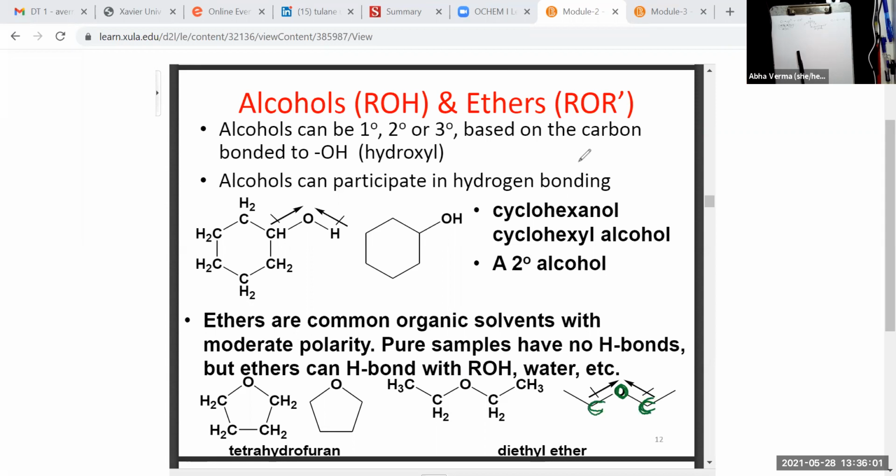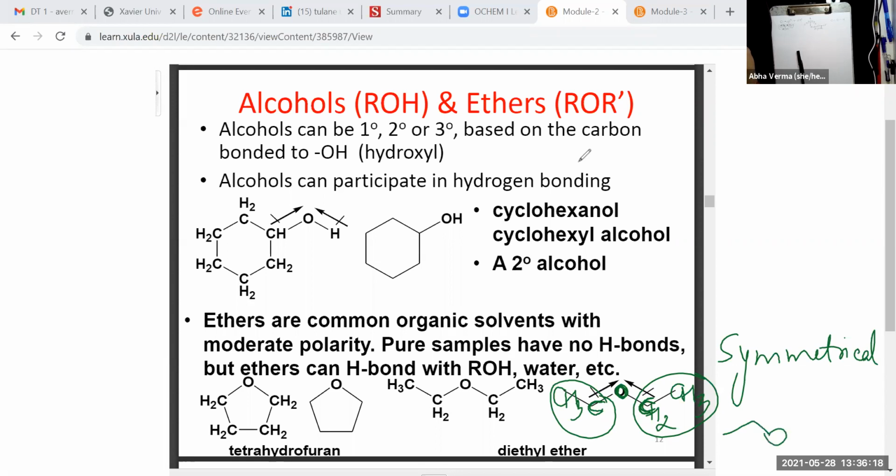So this is a symmetrical ether. Why is it a symmetrical ether? Because whatever is on one side is exactly the same on the other side. So, a symmetrical ether. You can also have asymmetrical ethers.